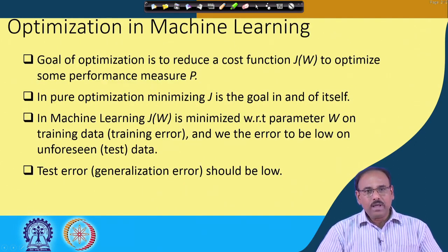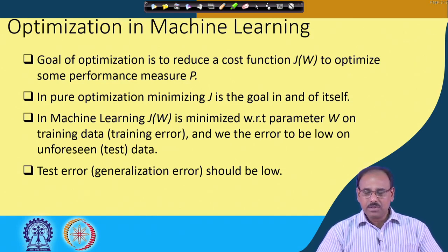So, what do you do in case of optimization? The goal of optimization is to reduce a cost function given by say J(W), where W is the parameters which define your machine learning algorithm. So, you minimize this cost function J(W) in order to optimize some performance measure of your learning algorithm or machine learning model.